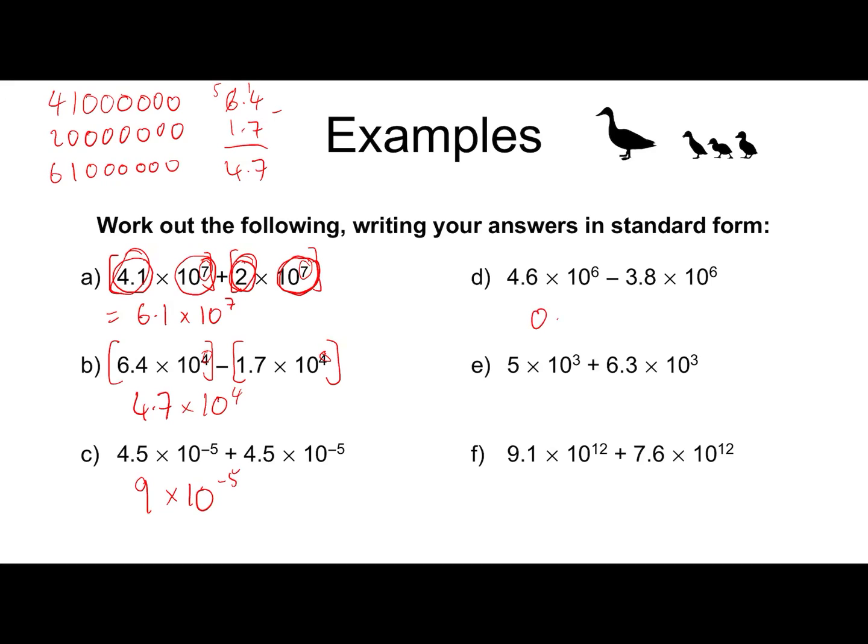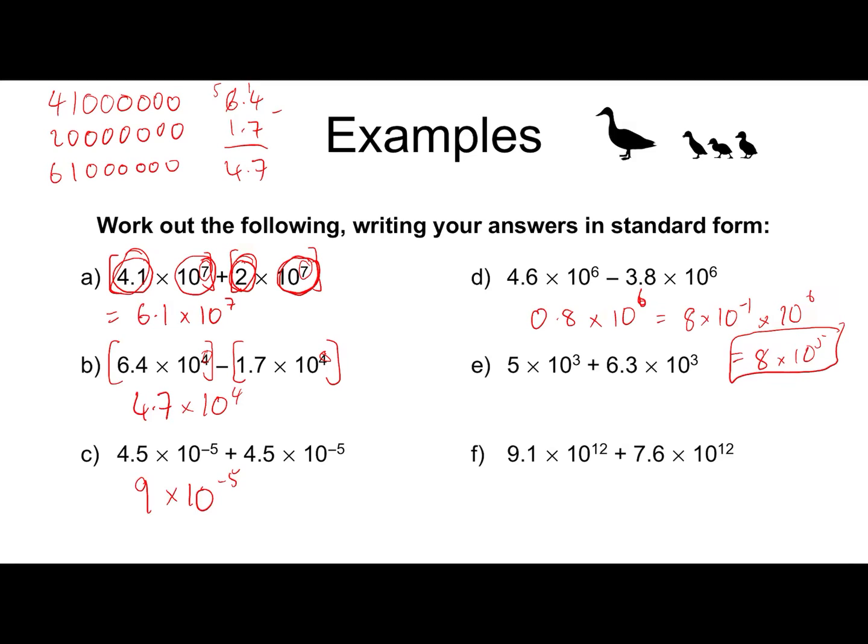This one's going to be 0.8 times 10 to the 6. Now be very, very careful. Notice that that is not in standard form. So I would need to rewrite that as 8 times 10 to the minus 1. That's 0.8 in standard form. Times 10 to the 6 becomes 8 times 10 to the 5 is the correct answer.